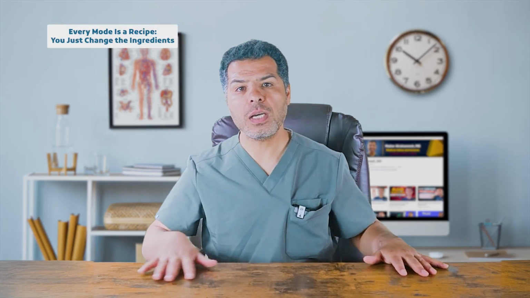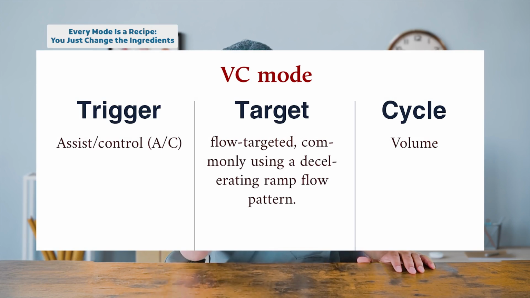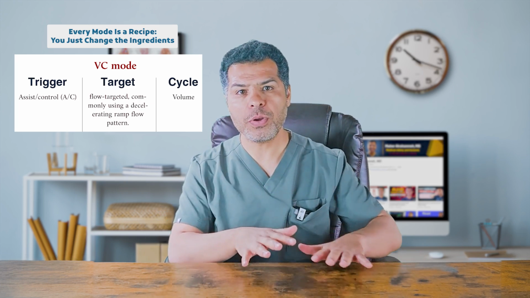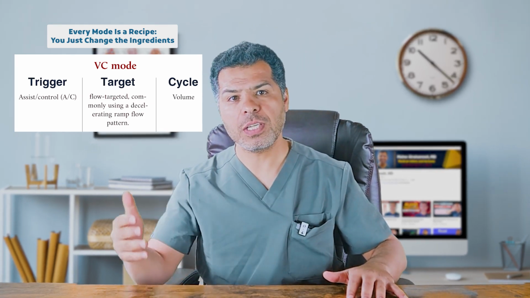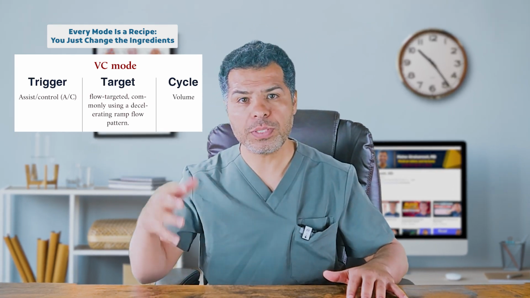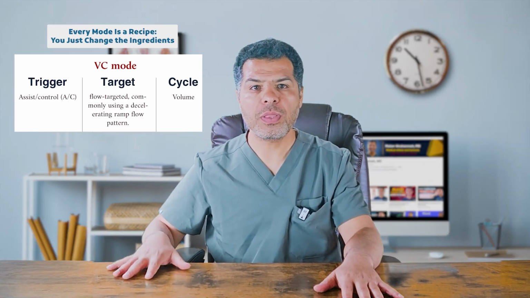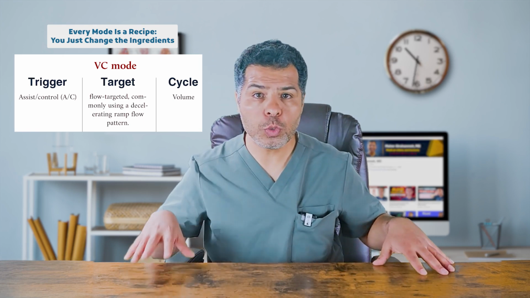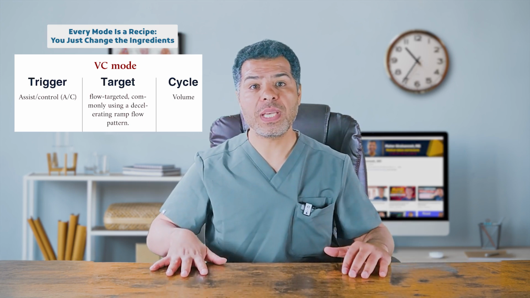Let's go back and start with the volume control mode. Volume control mode, or VC mode, uses what we call the AC trigger, which is the assist control trigger. And as we explained earlier, this means the ventilator delivers a breath either when the patient initiates one, or if the patient does not, the ventilator will trigger the backup breath, or C breath. VC mode uses a flow target to deliver the breath, most commonly using a decelerating ramp flow pattern. And volume control uses volume cycle, meaning the breath ends once the preset tidal volume is delivered.